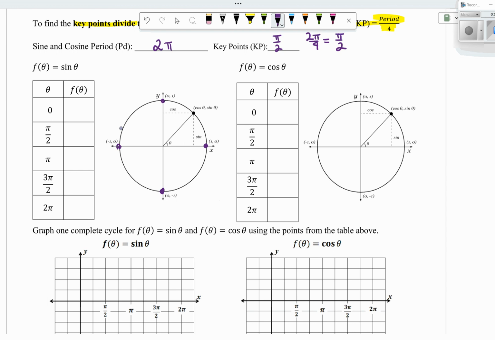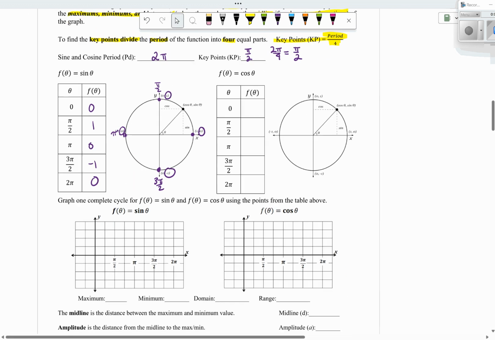Thinking about the y-coordinate, the sine of 0 is 0. The sine of pi over 2, because this is pi over 2 if you crawl up here, is 1. This is pi, so the sine of pi is 0. The sine of 3 pi over 2 is the y-coordinate again, -1. And back to 2 pi, or back to 0, would be equal to 0. So those are the values that we are going to be graphing.